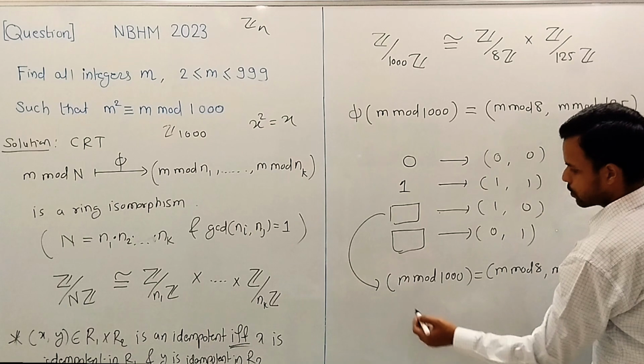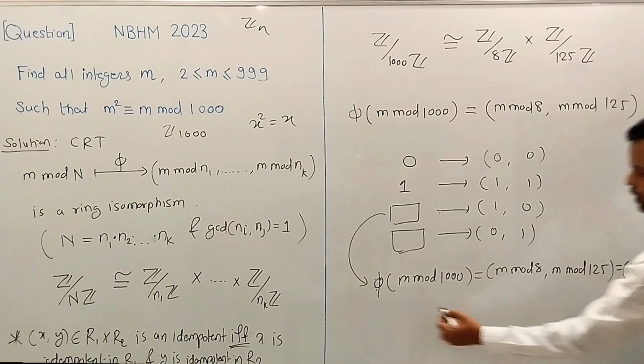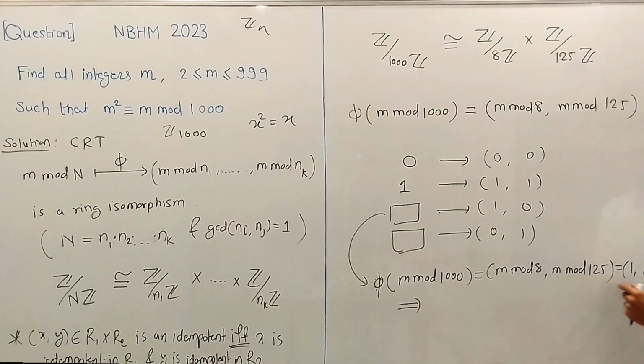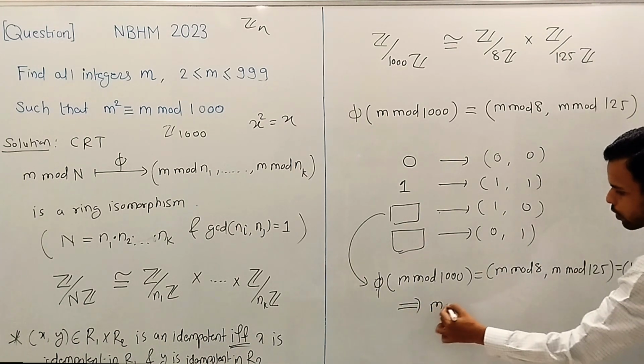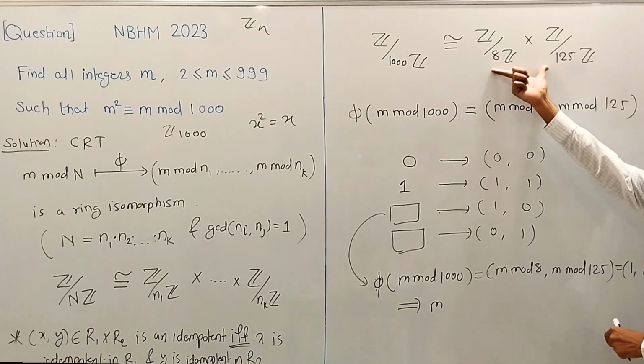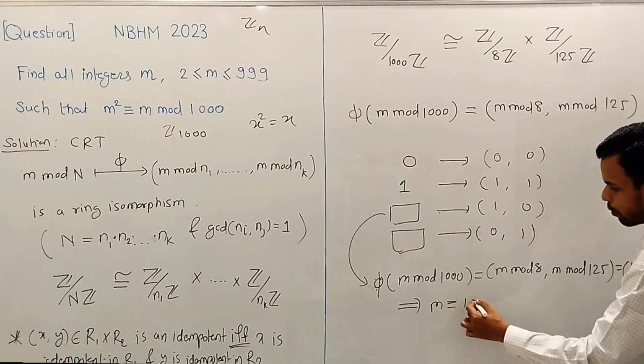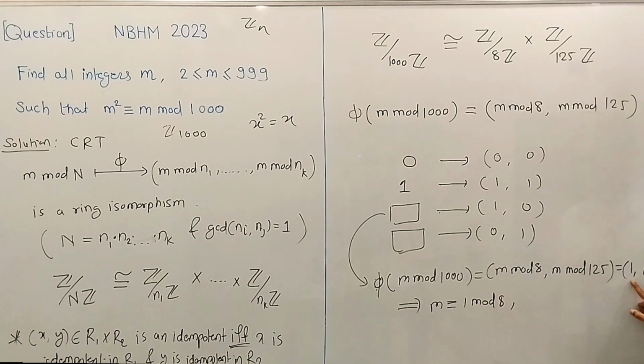Now this mapping is phi. So from here this implies M mod 8 equals 1, that means M is congruent to 1 modulo 8, and this is 0 mod 125 because we are in this direct product. So M mod 8 equals 1 mod 8, that implies M is congruent to 1 mod 8. And here M mod 125 equals 0 mod 125, that implies M is congruent to 0 mod 125.